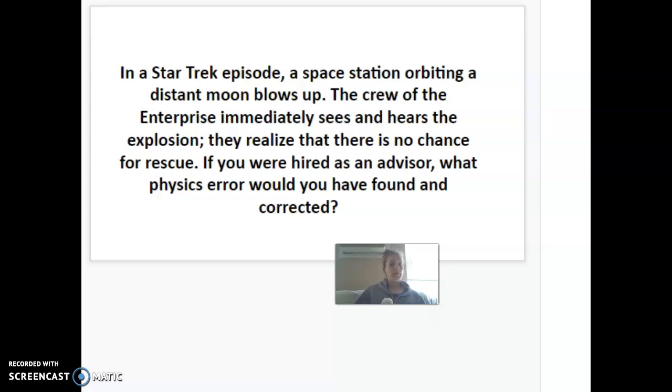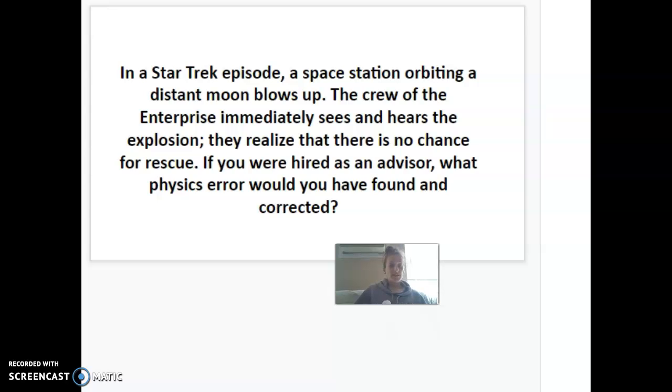So in a Star Trek episode, a space station orbiting a distant moon blows up. The crew of the Enterprise immediately sees and hears the explosion. They realize that there is no chance for rescue. If you were hired as an advisor, what physics error would you have found and corrected?